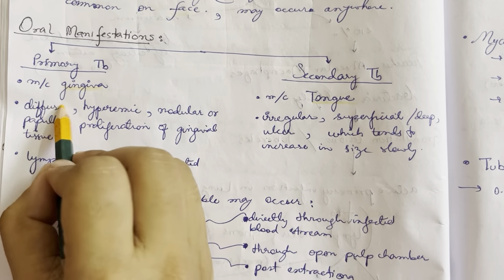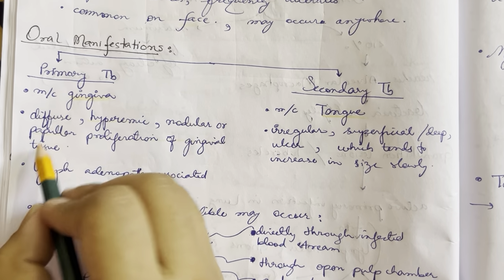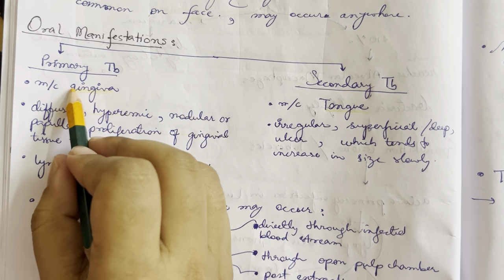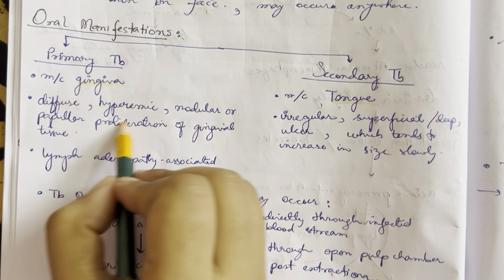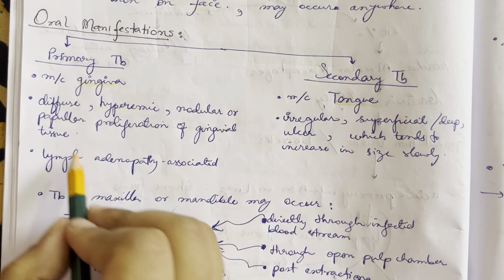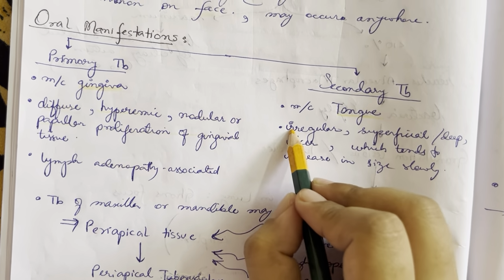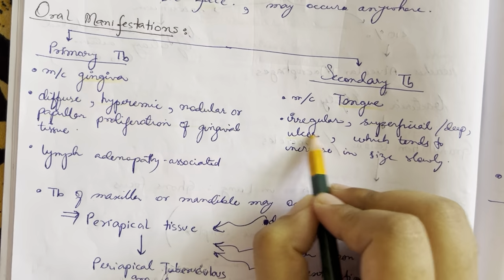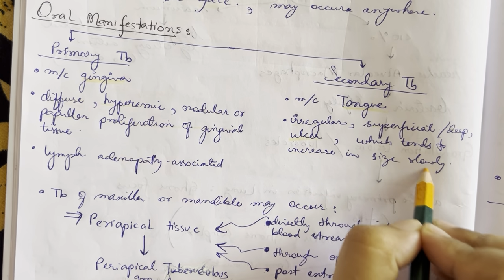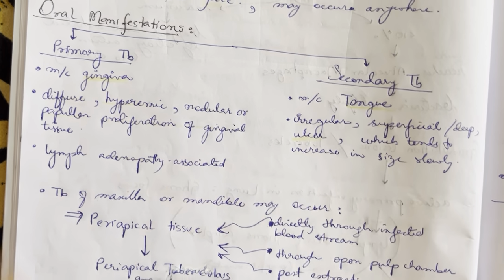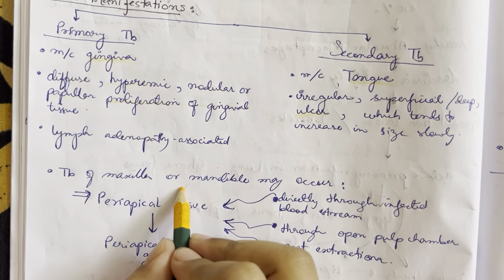So we have diffuse, hyperemic, nodular or papular proliferation of the gingival tissue in primary TB, and lymphadenopathy. In secondary TB of the tongue, we have irregular, superficial or deep ulcers, which tend to increase in size slowly. So ulcer in secondary, and in gingiva, some kind of proliferation. TB of maxilla and mandible may also occur.